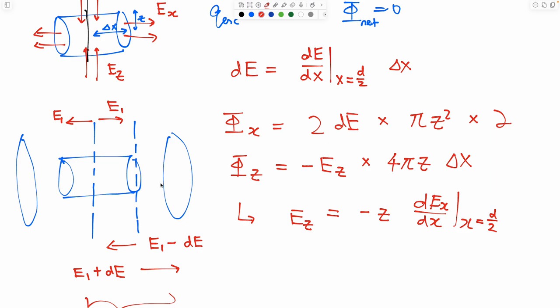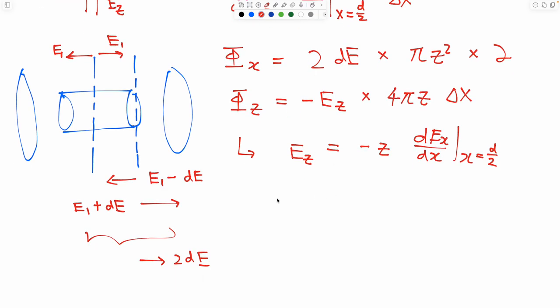Wait, why is my mouse not working? The curved surface area is just 2 pi times the circumference times the height. So 2 delta x. Okay? So that's where the 4 pi z comes in. So we use just z.